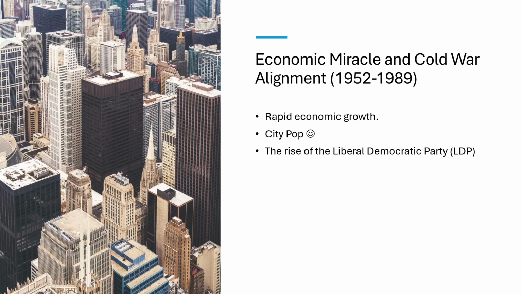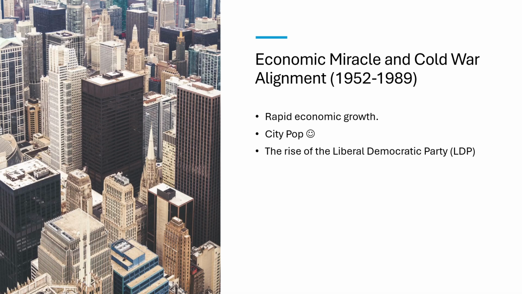Economic miracle and Cold War alignment, 1952 to 1989. From the 1950s to the 1980s, Japan experienced rapid economic growth, fueled by exports, tech innovation, and U.S. market access. It became the world's second largest economy by the 1980s. It hosted the 1964 Tokyo Olympics, showcasing its recovery.